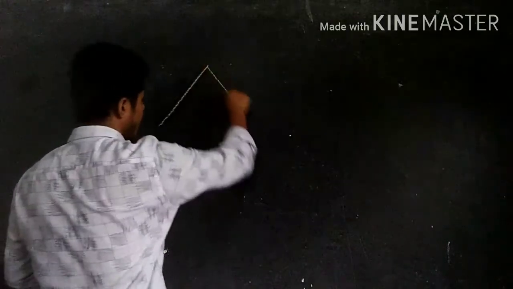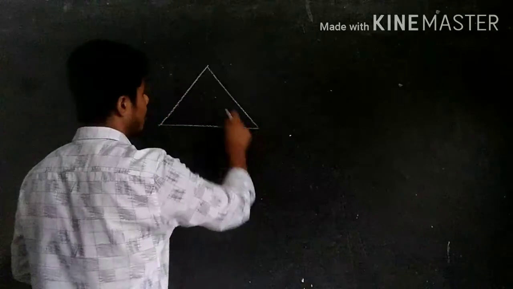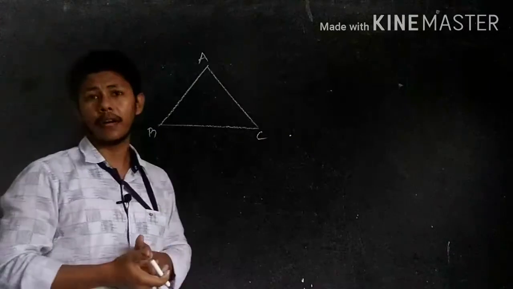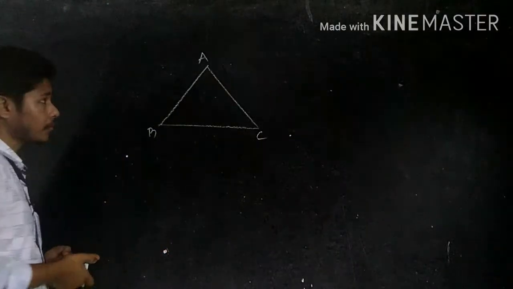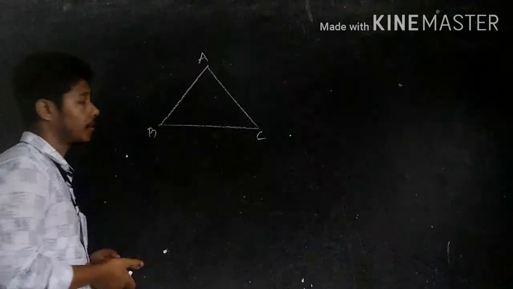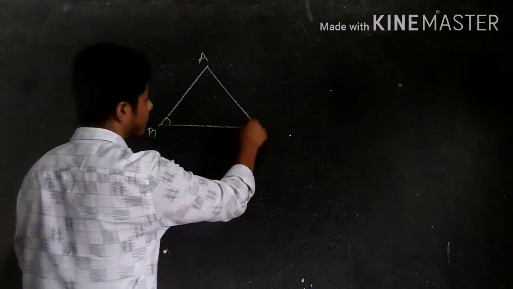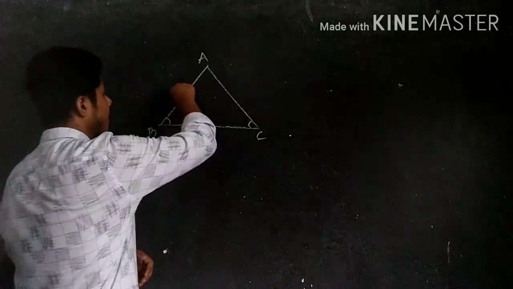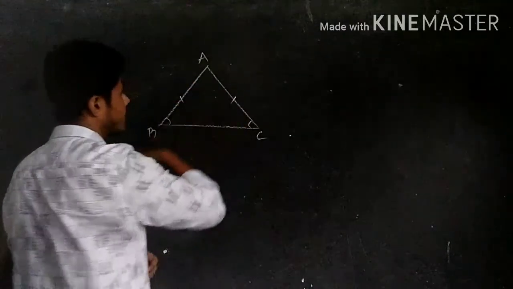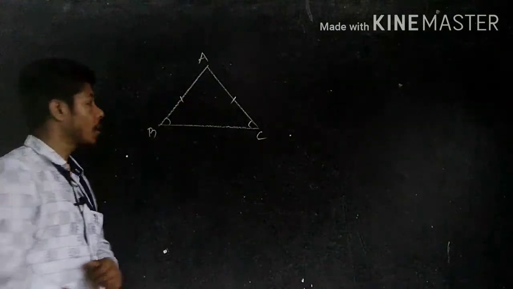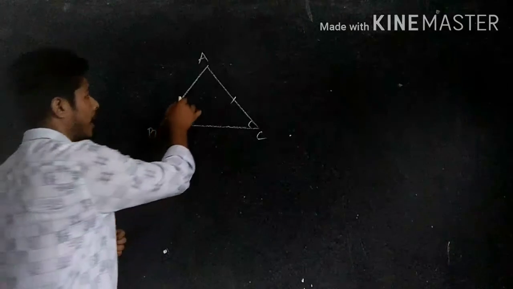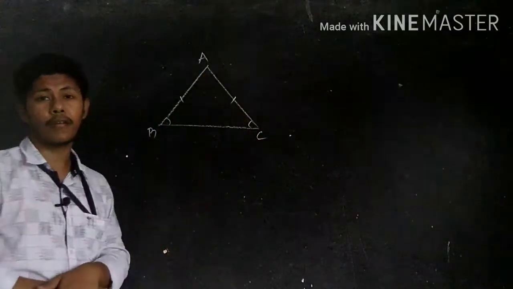Suppose we consider a diagram here. Suppose this one, A, B, C. One triangle we consider. And now here, one thing is given: angle B and angle C are equal. And one more thing is given: this AB side and AC side are equal. So one triangle is given, angle B is equal to angle C, as well as AB and AC sides are equal.